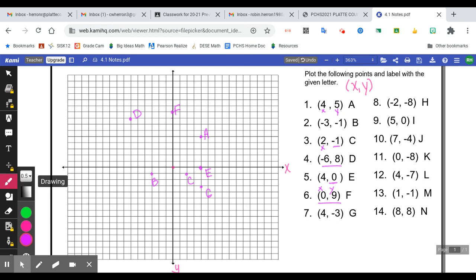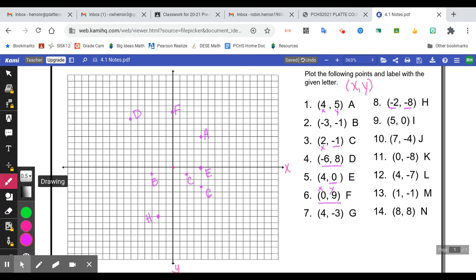So we've got H, which would be -2, -8. So left 2, so 1, 2, down 1, 2, 3, 4, 5, 6, 7, 8. And this one would be H.